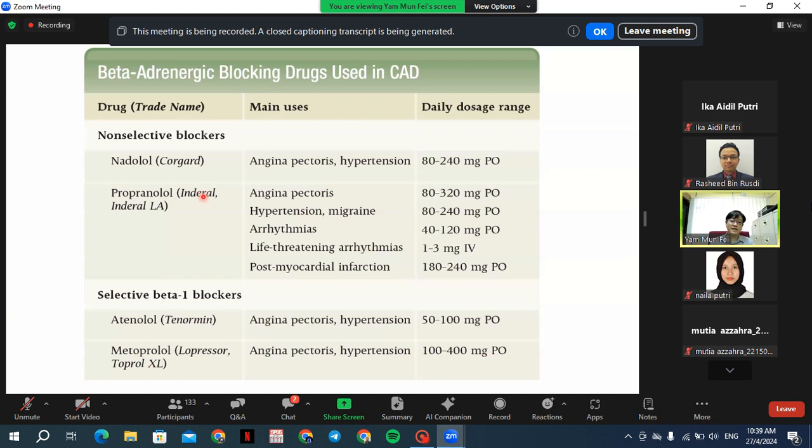Okay, sorry, I forgot to unmute. So basically there are two types, non-selective and selective. I give you an example for non-selective, such as propranolol and nadolol. For selective, atenolol and metoprolol.